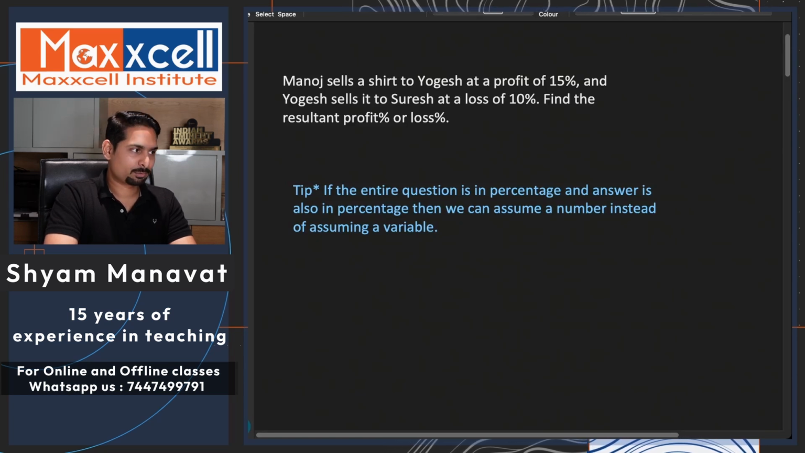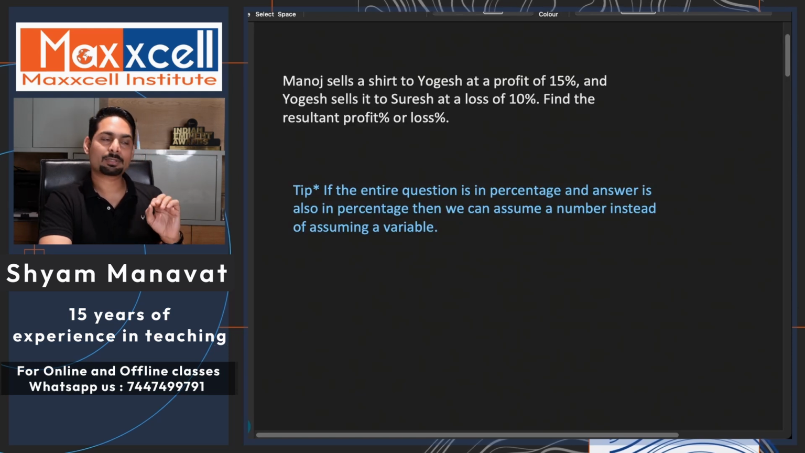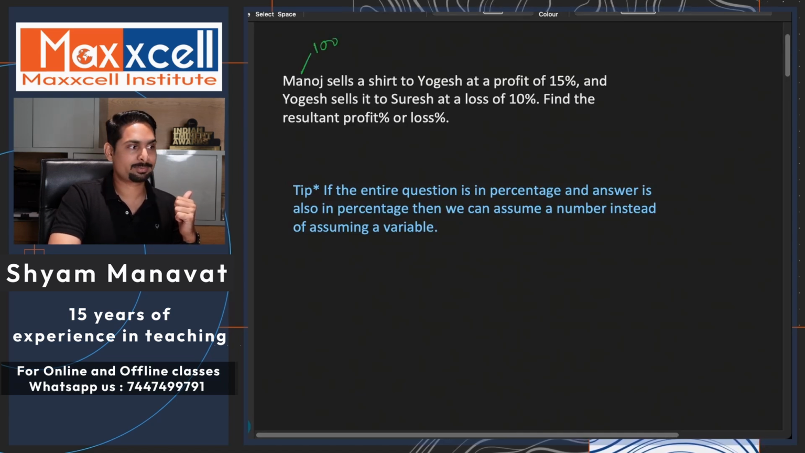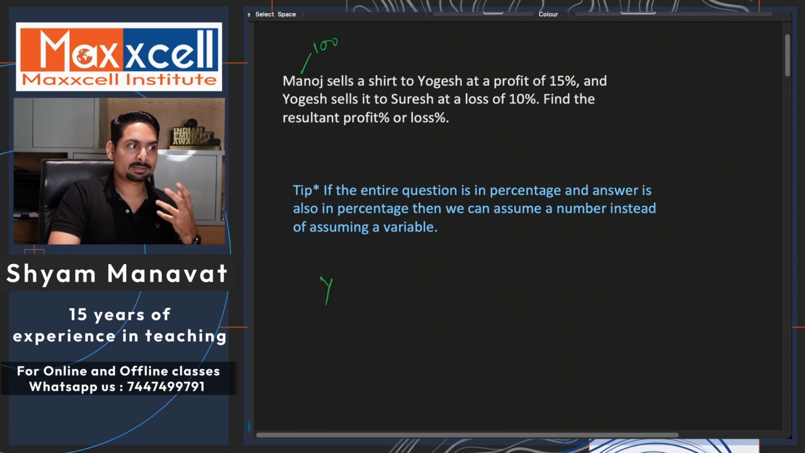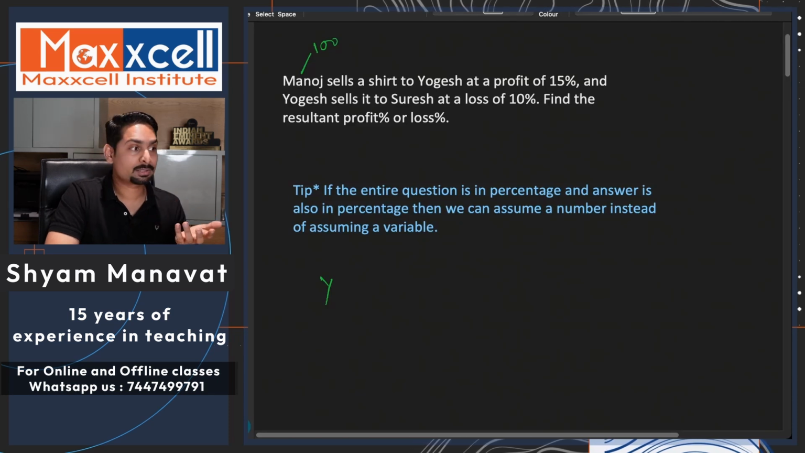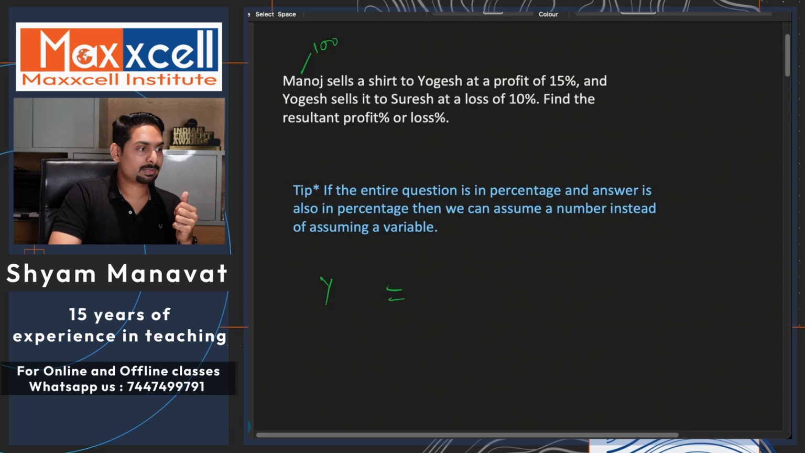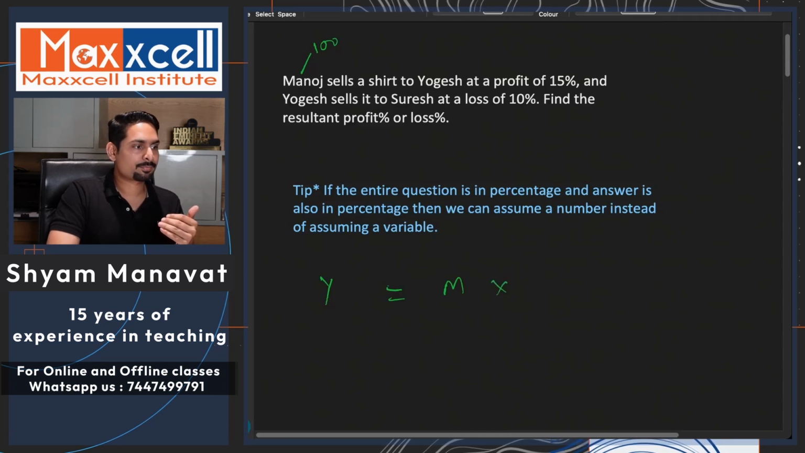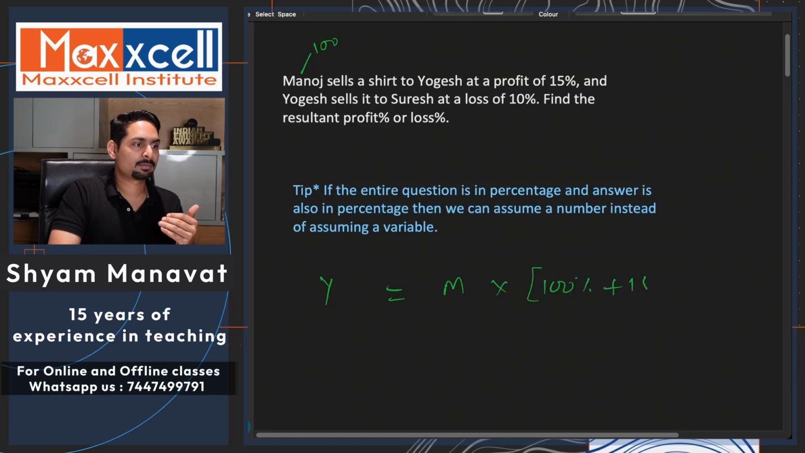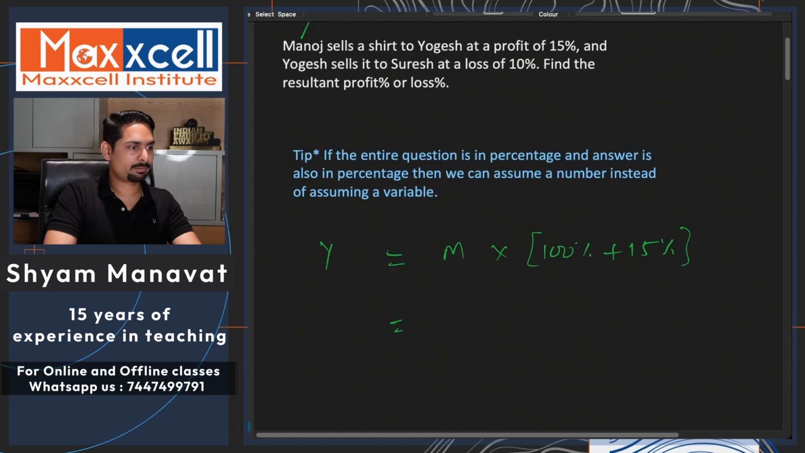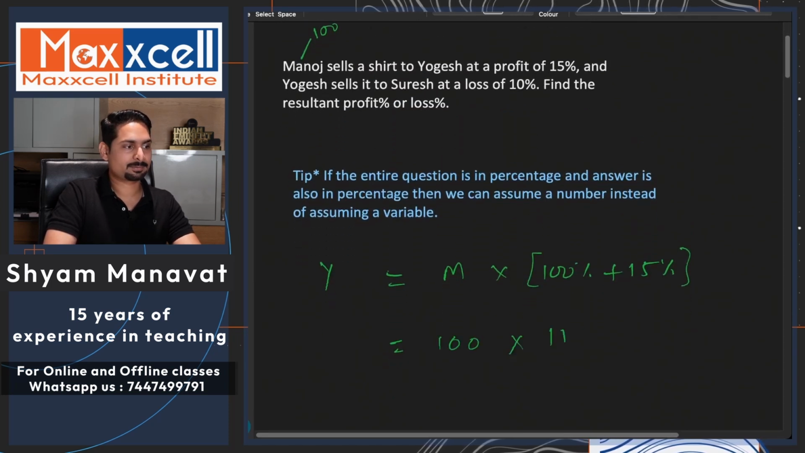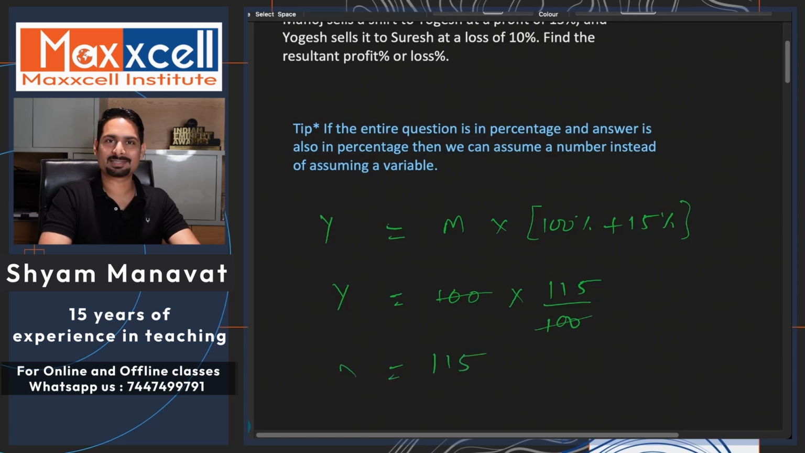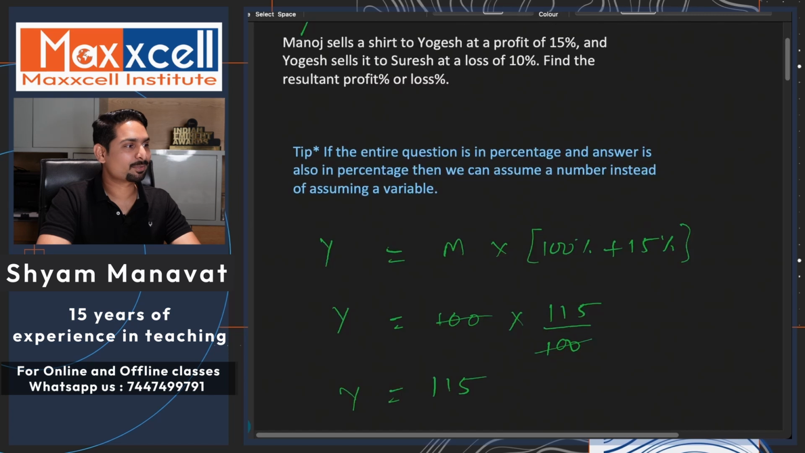Now, we are starting with Manoj. Manoj sells a shirt to Yogesh. That means Manoj also must have bought it from somewhere. Let's say Manoj bought this shirt for 100 rupees. Yogesh is buying at a higher price because Manoj is selling the shirt to him at a profit. So Yogesh must have bought this shirt with a 15% profit, or 15% higher. So Manoj got it for 100, that's our assumption, into 115%, divided by 100. If you remove the percentage sign, the 100 cancels, and you get 115. That's not the answer. We still have more to solve.